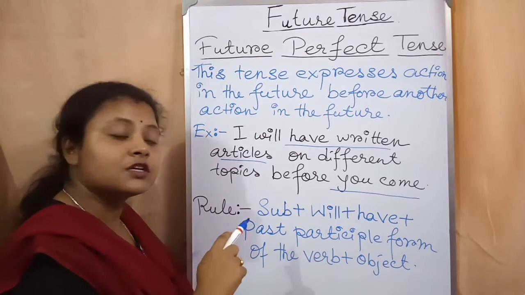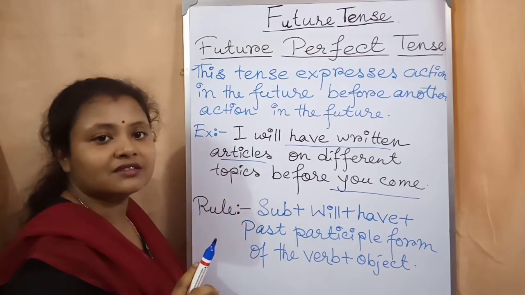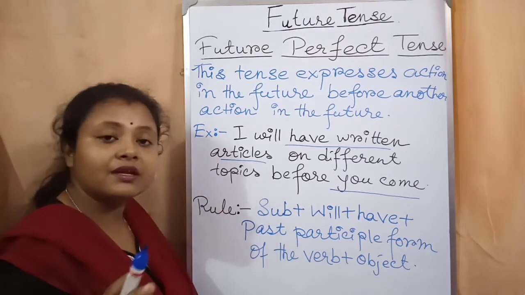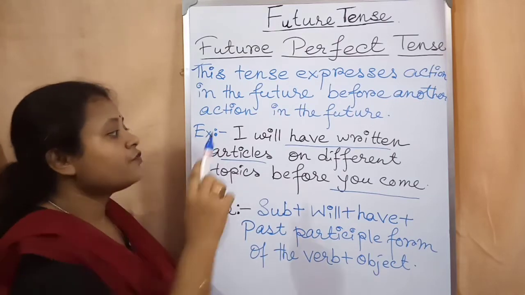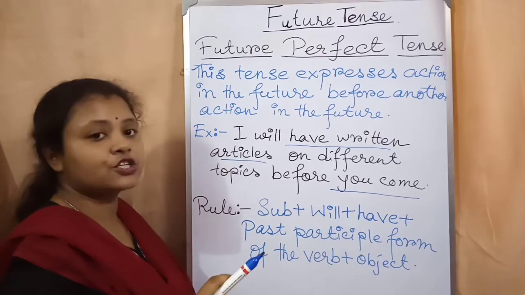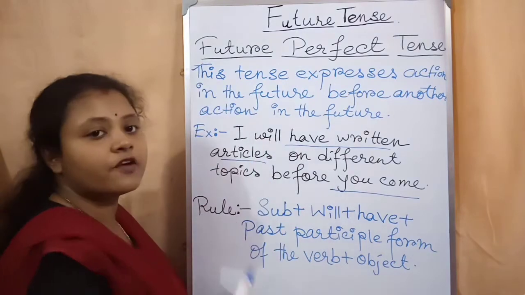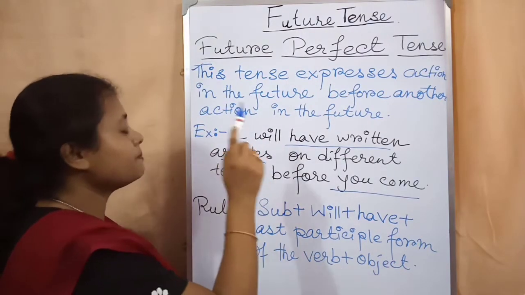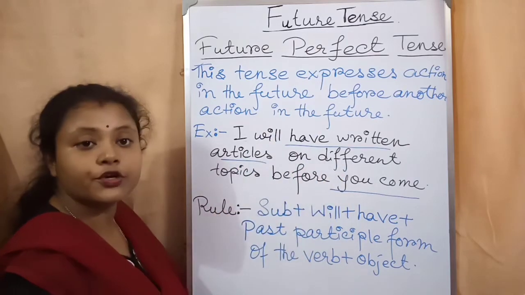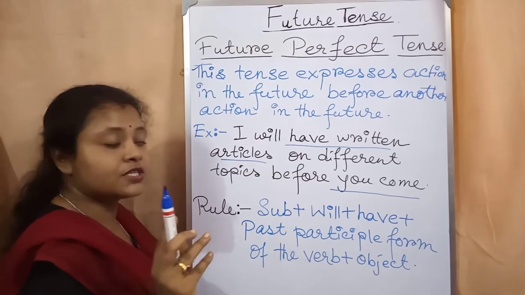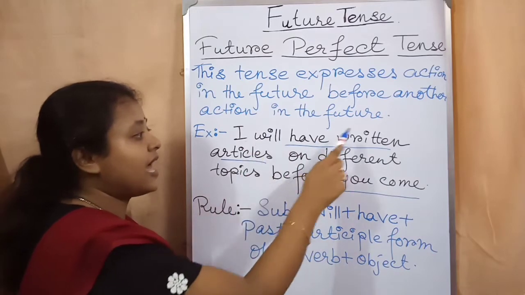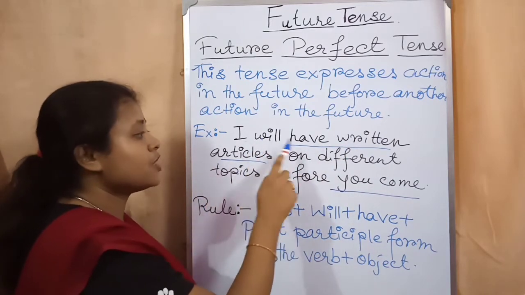What will happen first? I will complete my article. That will happen first. After that you will come. Okay. So these two actions will happen in future. But for the first action, the action which will happen first, for that action only, we will be using future perfect tense. Example, I will have written articles on different topics before you come. So two actions. For the first action, I have used here the future perfect tense. Will have written. This is future perfect tense.